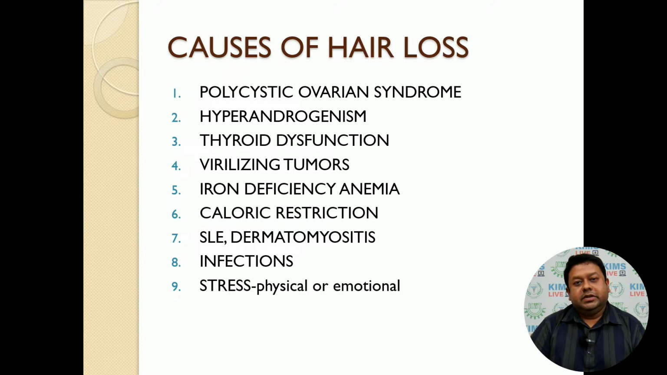These are a few systemic causes of hair loss, such as polycystic ovarian syndrome, hyperandrogenism, thyroid dysfunction, virilizing tumors, iron deficiency anemia, caloric restriction, SLE or dermatomyositis, which are autoimmune disorders, infections which may be viral or bacterial, and stress, physical or emotional.